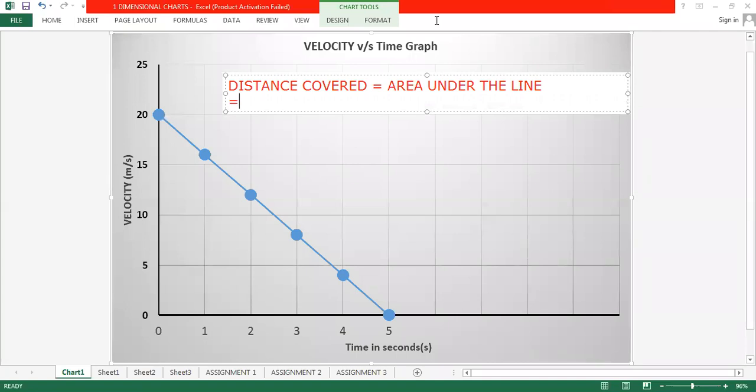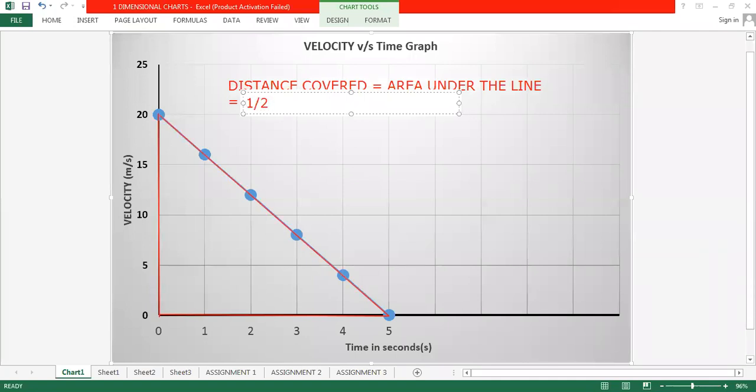Which shape is it? If you check the shape of it, you will come to know that the shape is a triangle. Isn't it a triangle? Yes. So what's the formula for a triangle? The formula for a triangle is half into base into height.